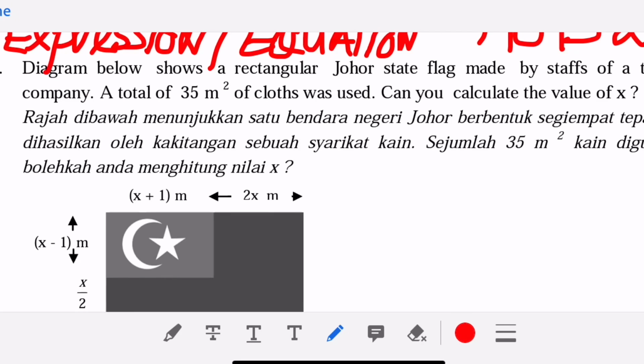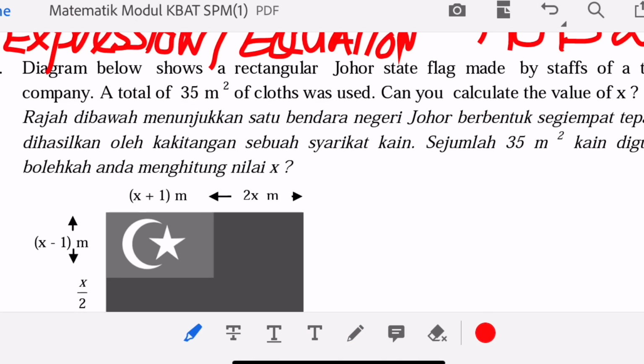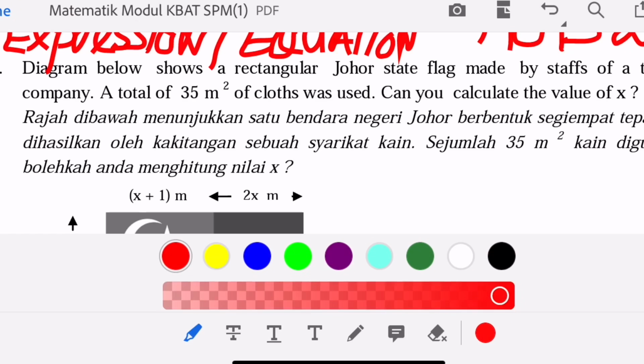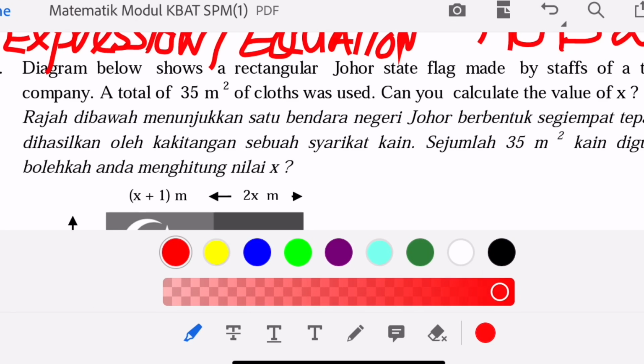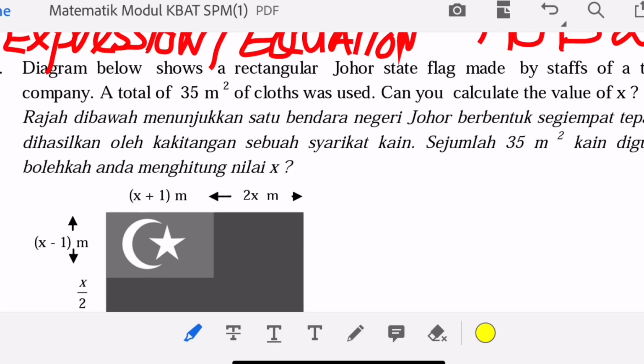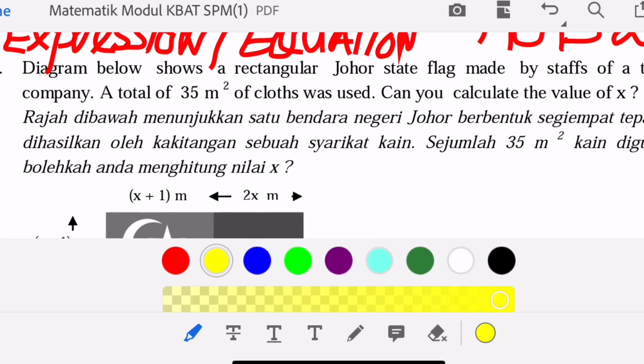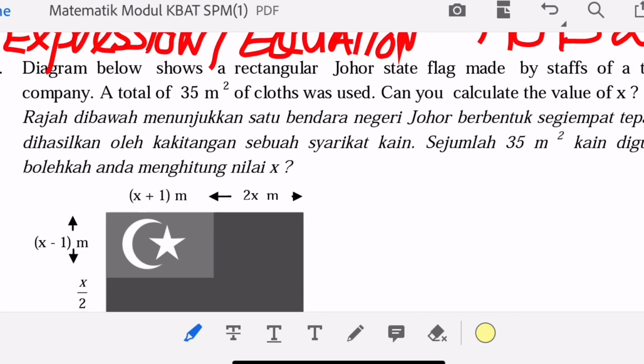Now we look at the flag and study the length. The length of the flag is given as x plus 1 meter and 2x meter, right? Can you see that? And then the width is also given: x minus 1, and for the other part it is x over 2, because it comes with a different type of cloth when you make the flag, right? So now we need to write down the information. Before that, we highlight.